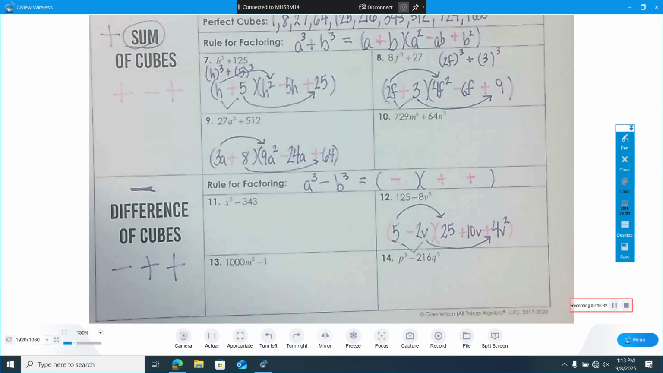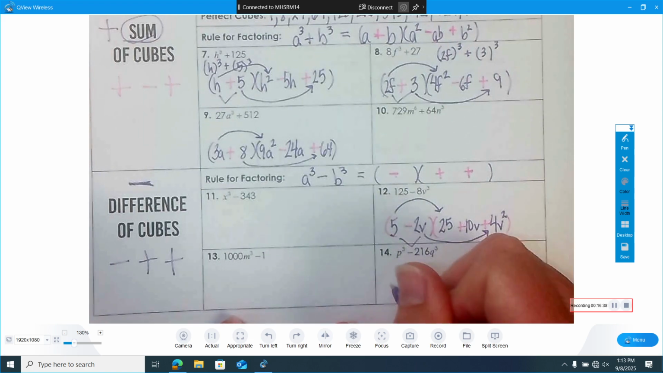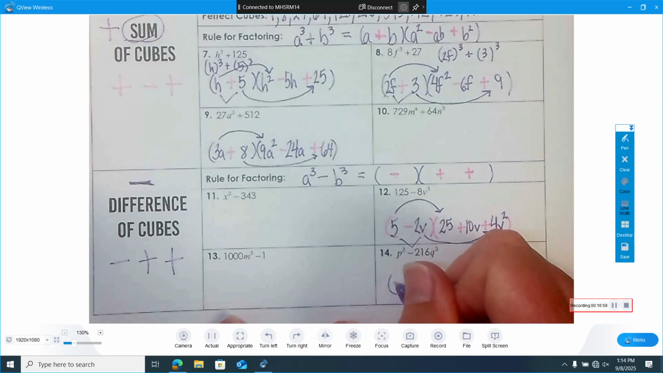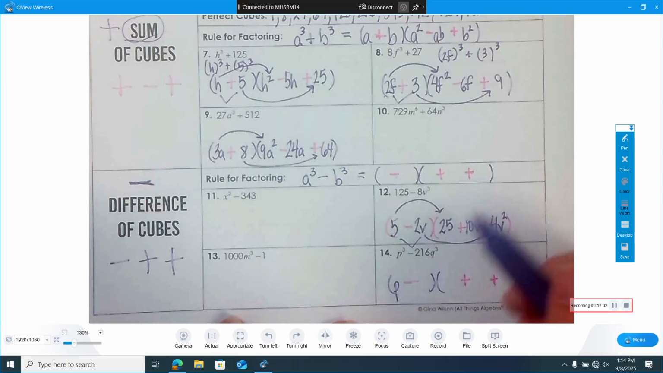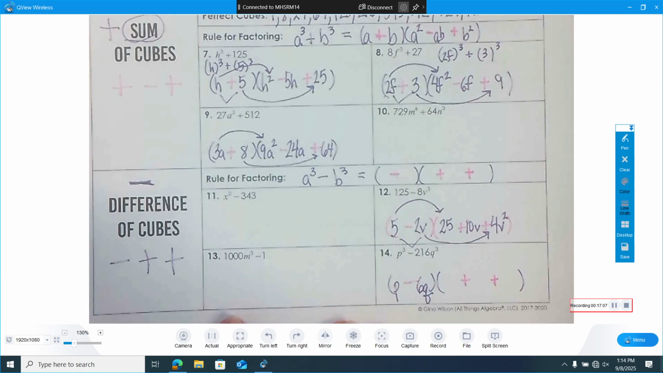Let's do 14. Difference of perfect cubes. Small bubble, big bubble. What do the signs do? Minus, plus, plus. Good. And then what are my roots here? What times what times what gives me p cubed? P. And how do we get 216q cubed? 6q. 6q times 6q times 6q gets me that 216q cubed.